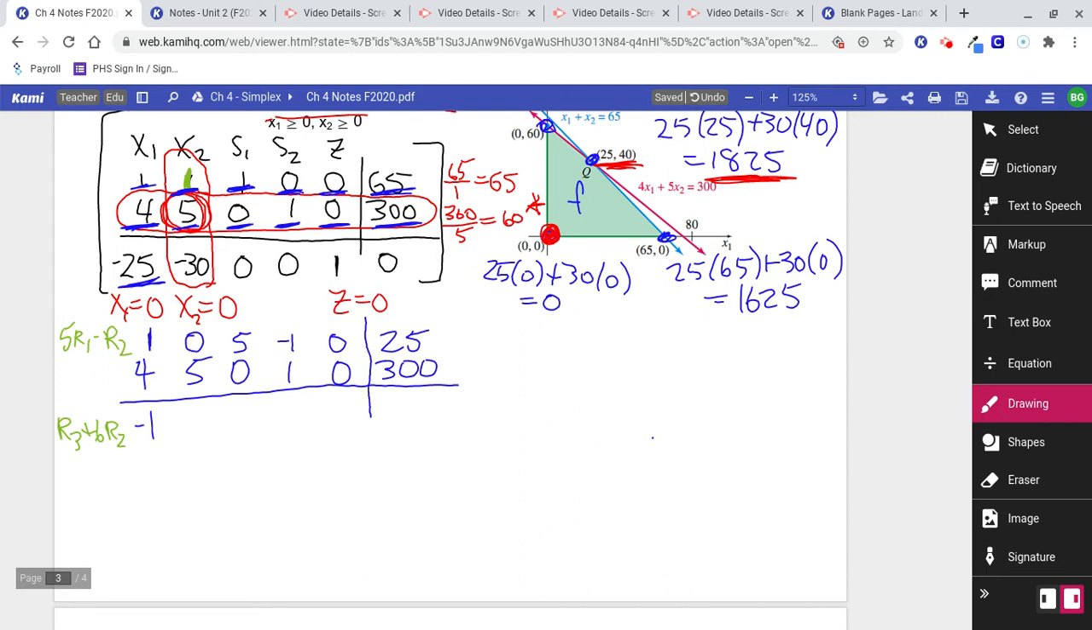At this point right now, I'm a little disappointed. Do you know why? I'm going to have to do this again. As soon as I see a negative on the bottom, I know I'm not at the optimal solution. I'm going to have to do it again, okay? But I still have to finish this one. I can't skip it.